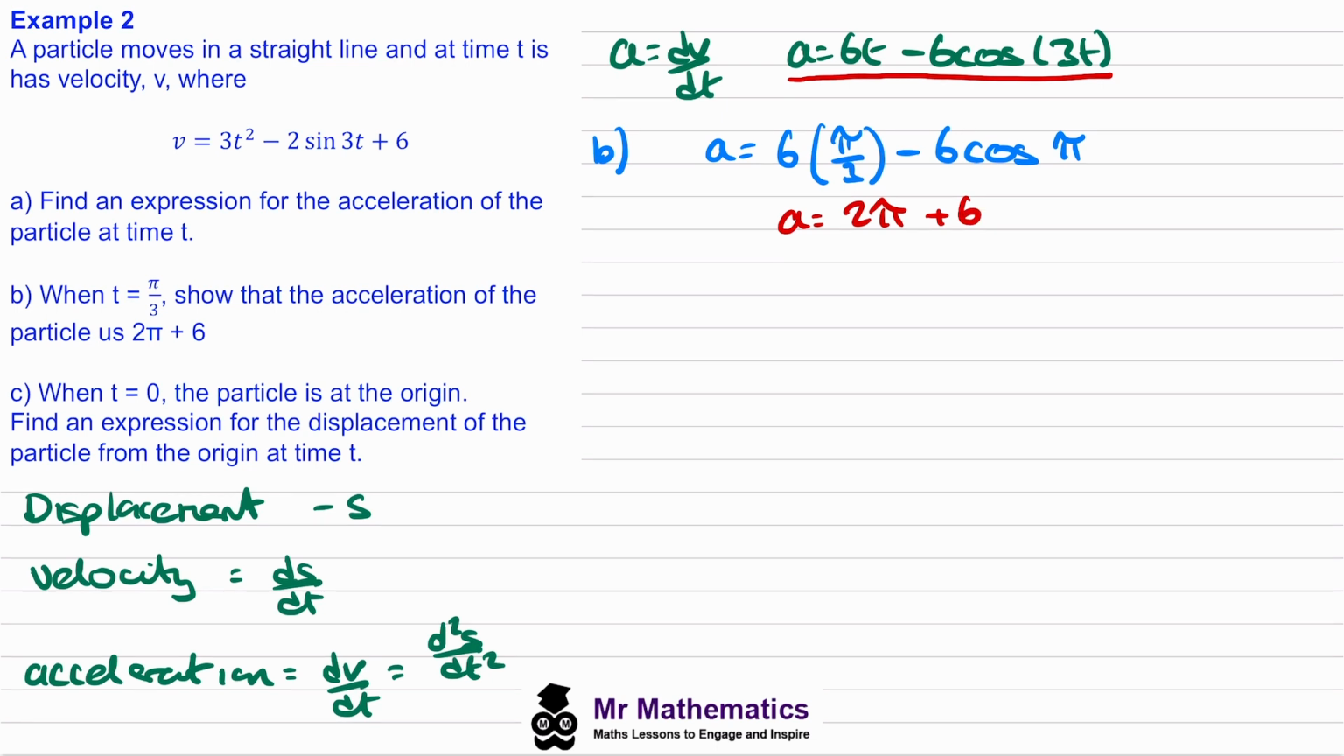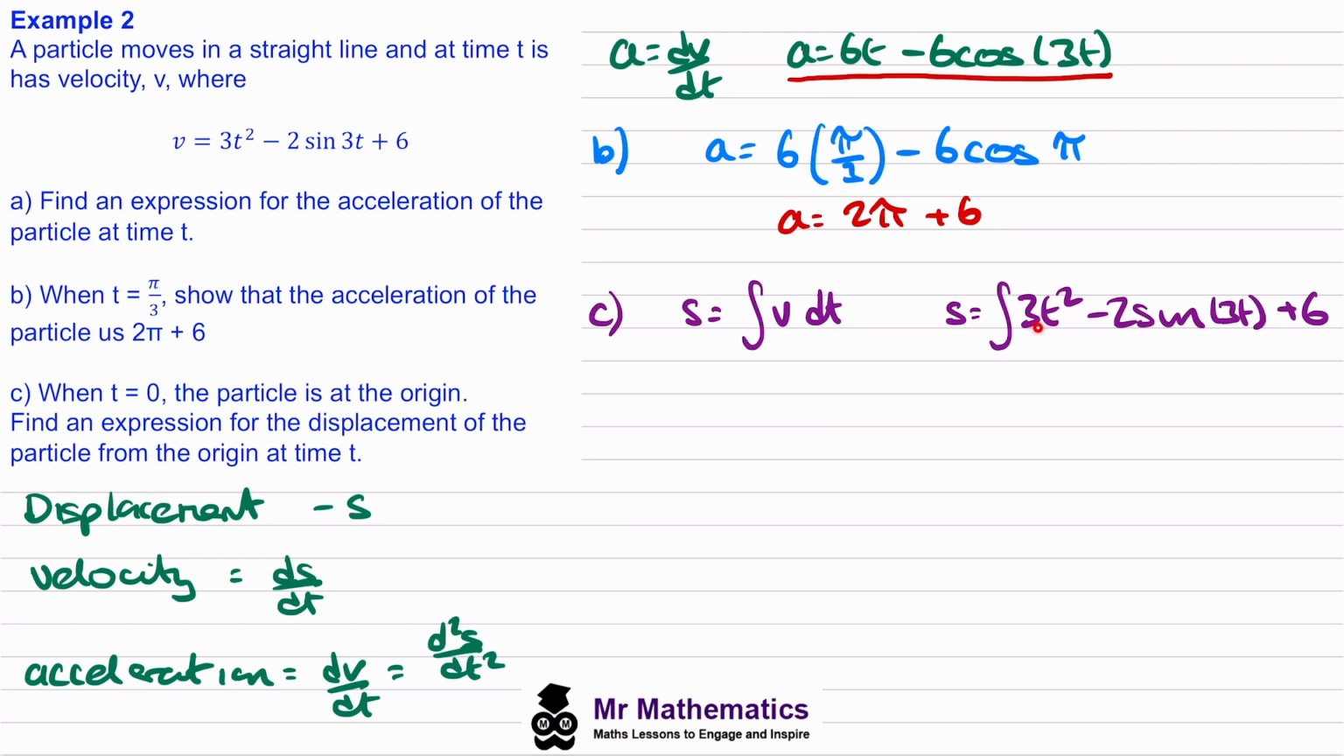And for part C, when t equals 0, the particle is at the origin, find an expression for the displacement of the particle from the origin at time t. So we know displacement is the integral of velocity with respect to time. So S will be the integral of 3t squared minus 2 sine 3t plus the constant 6.